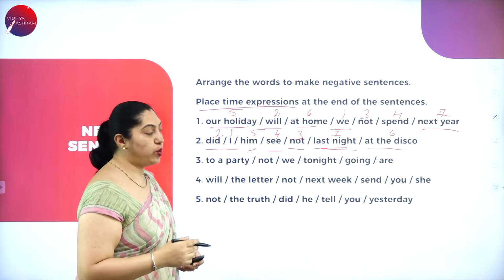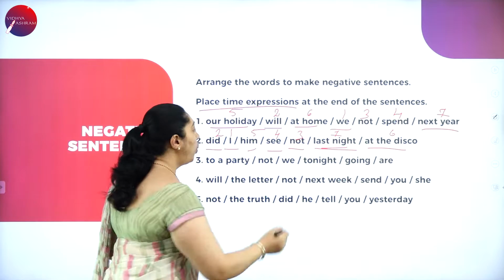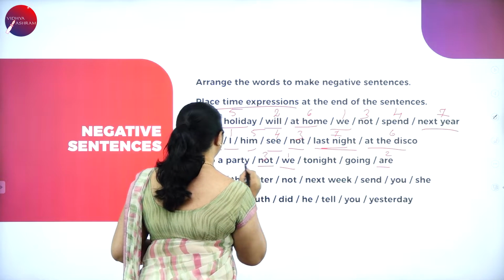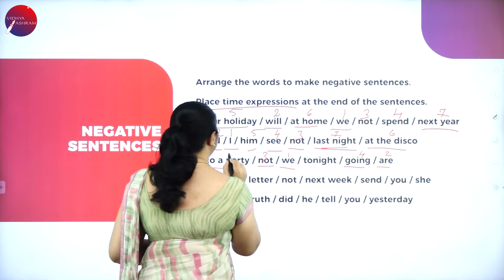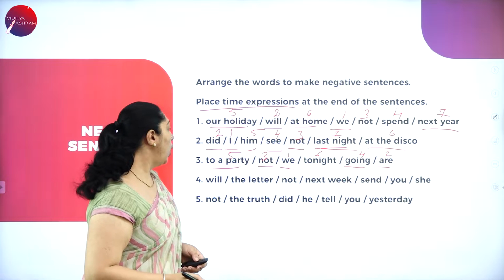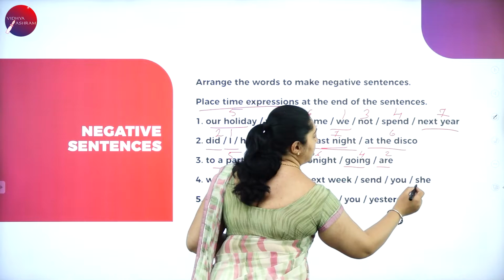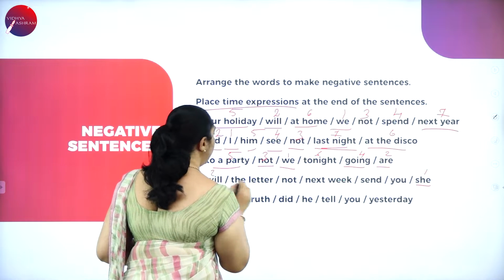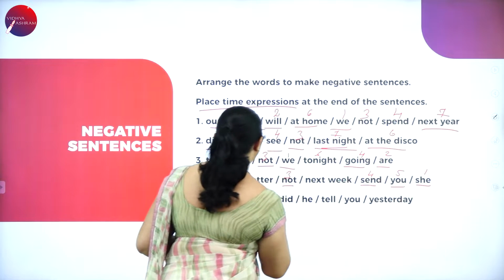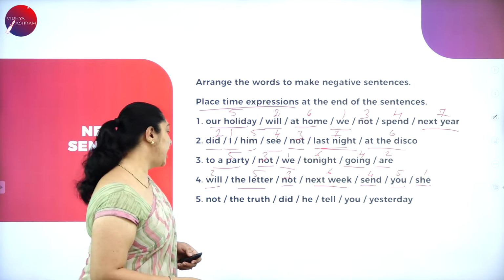Next one, to a party, not we tonight going, are. We are not going to a party tonight. Will the letter not next week send you she? She will not send you the letter next week. She'll not send you the letter next week.